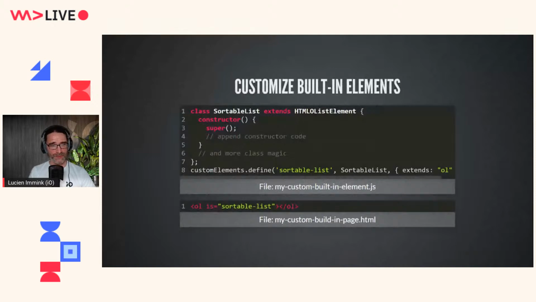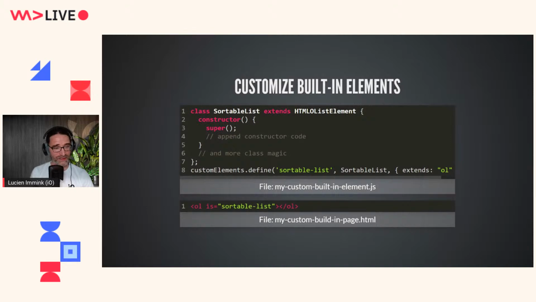You can also customize built-in elements. So instead of extending the HTML element, you can also extend a built-in element, for example, the ordered list, where we still need to call our constructor, where we still need to call our super, where we can still do our magic. And at the end, the only thing that actually changes, except for the implementation, of course, is that instead of defining the class directly to the name, we assign the class to the name with the extra option that it extends a current default element, in this case, the ordered list.